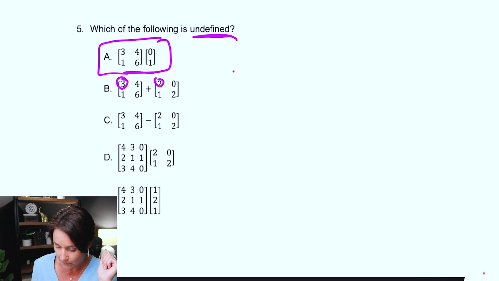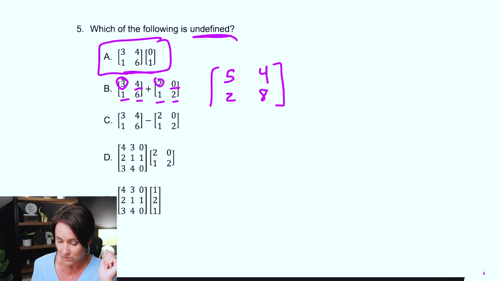But you need to have the same number of rows and columns for addition and subtraction. So let's take a look at that. We have 3 plus 2, which is 5. And then we have 4 plus 0, which is 4. And then we have 1 plus 1, which is 2. And then I have 6 plus 2, which is 8. So this would be the solution to that.